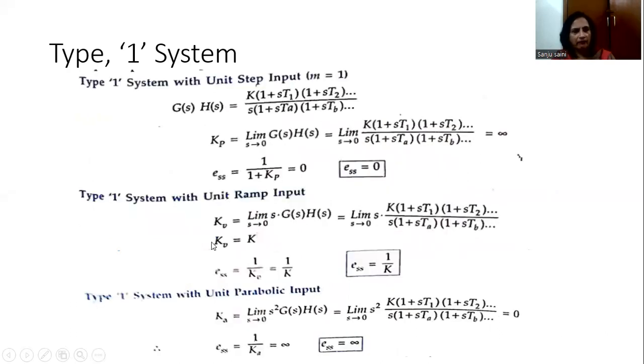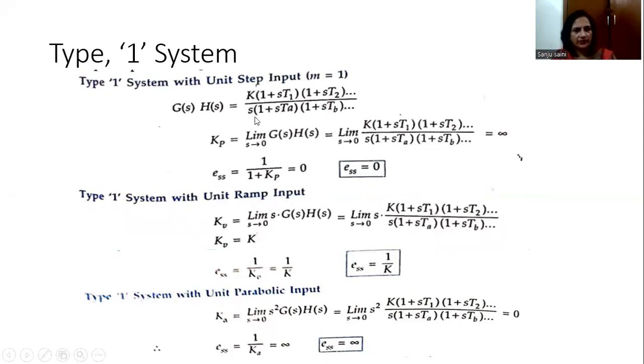Then we take up a type 1 system. In the case of the type 1 system, we apply a unit step input. Be clear about the type and order of the system. Type is defined by the total number of poles at the origin. Here we have s to the power 1, so we have 1 pole at the origin. That's why it's a type 1 system.